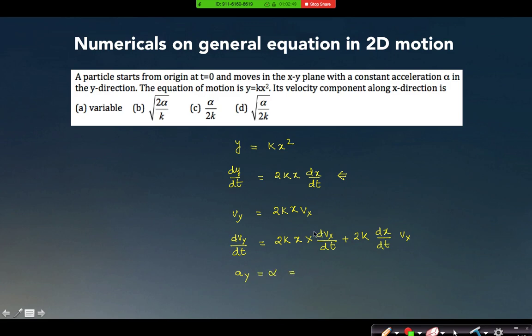And what is dvx by dt? Can you tell me what is the value of dvx by dt? It is 0, as the x component acceleration is 0. So that part is 0 completely. And the second term is 2k into, what is again dx by dt? It is vx. So it is vx square. Right? From this expression you can find what is vx, root under alpha by 2k. That should be the answer of this question.